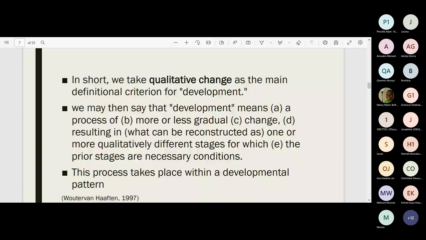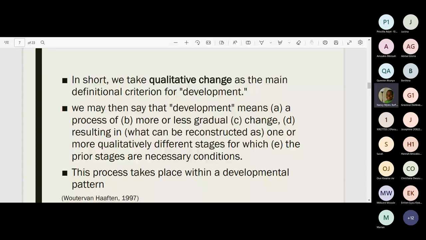So, say that the prior stages are necessary conditions. I think of two things. I think it's like a foundation. How you are able to start determines how you are able to go on in the latter stages. Then how you are also able to sustain the development that you've got. So, for example, the prior stage is a foundation, the start of it.